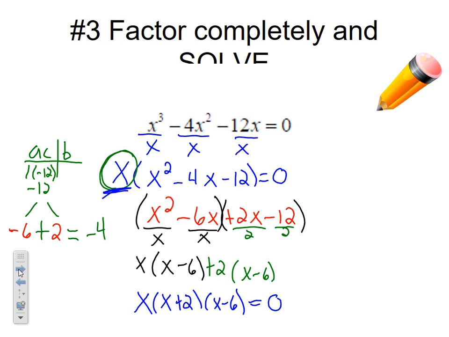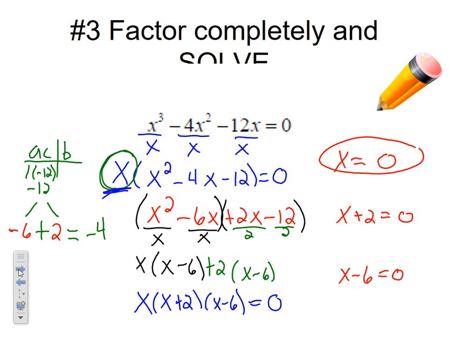Set equal to 0. Now I have these three. I need to set all of them equal to 0. So I have x equals 0. I have x plus 2 equals 0, and I have x minus 6 equals 0. Well, this first one's done. Second one, we're going to subtract 2 from both sides, so x equals negative 2. And the last one, we're going to add 6 to both sides, so x equals 6.